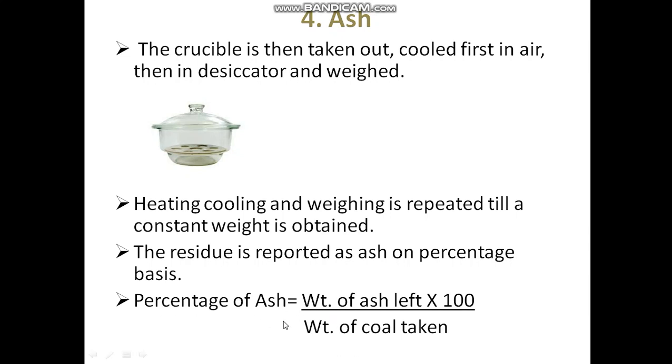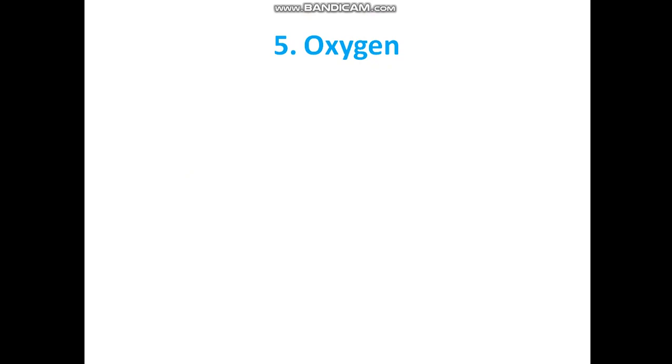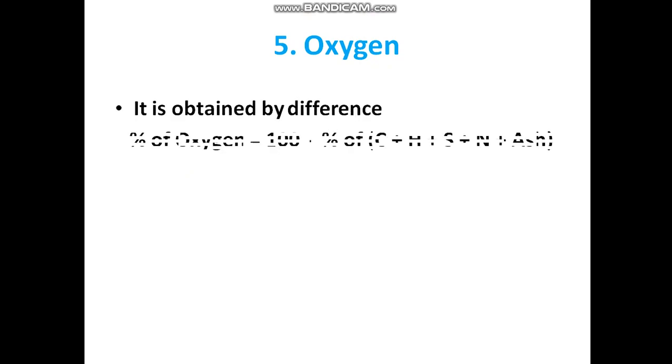The percentage of ash will be the weight of ash left into 100 upon the weight of the coal sample taken. We have seen this in the proximate analysis. How to determine oxygen? The percentage of oxygen is 100 minus the percentage of carbon plus hydrogen plus sulfur plus nitrogen plus ash. So we are going to add these and then subtract the sum from 100.